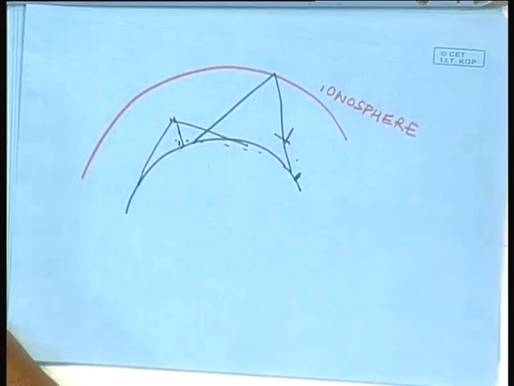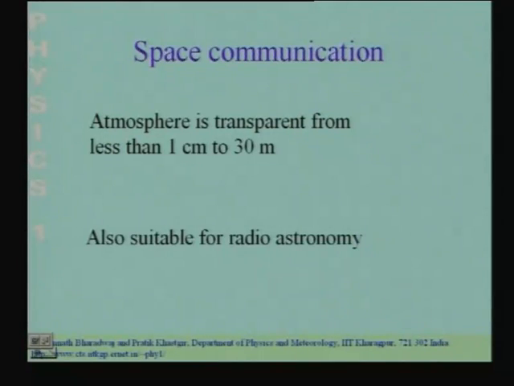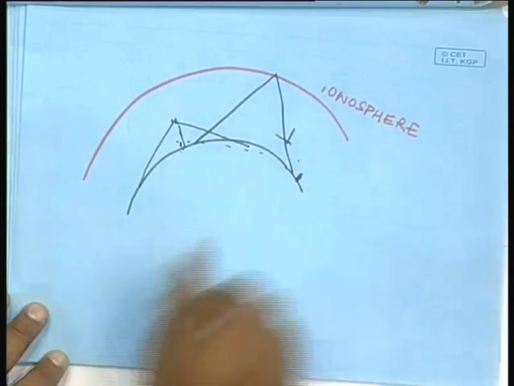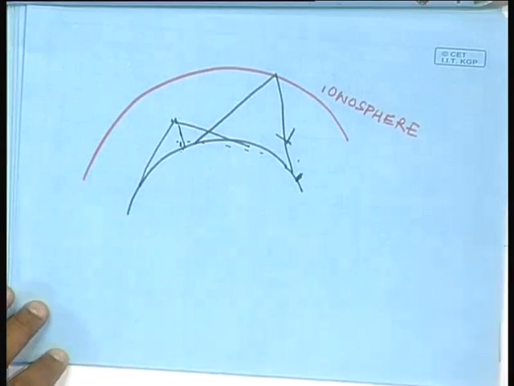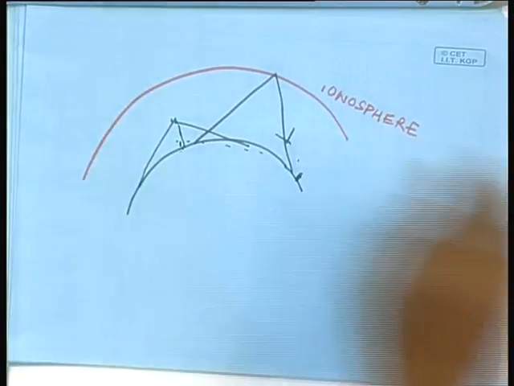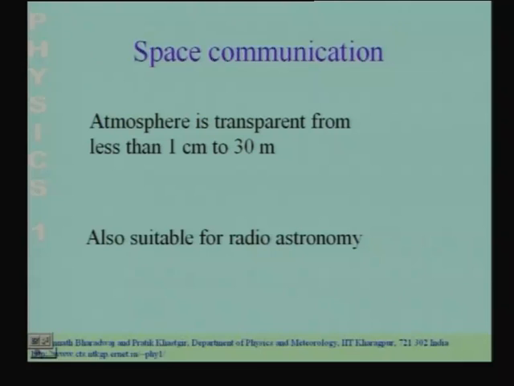Before you had satellites, you could have communicated with the point over here from here using the reflection from the ionosphere. But now with satellites, you could actually send a signal to a satellite and then the satellite could send it back. So, if you wish to communicate using satellites, you should work in this range. The larger wavelengths are reflected back by the ionosphere.